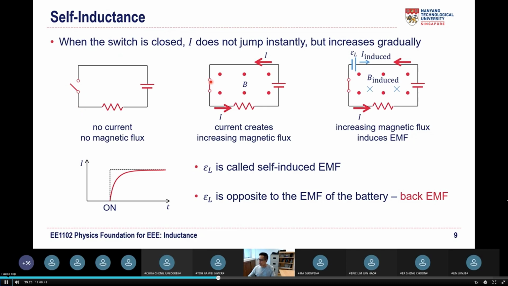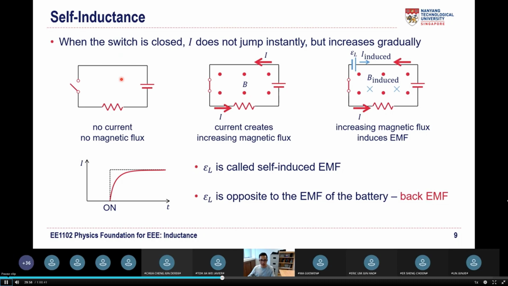Now, as soon as I close it, it's in the on state, and the current will flow this way. In which direction is current flowing? It's flowing in the anti-clockwise direction. So I use my right-hand grip rule to find out the magnetic flux inside this loop. It's going to be coming out of the page.